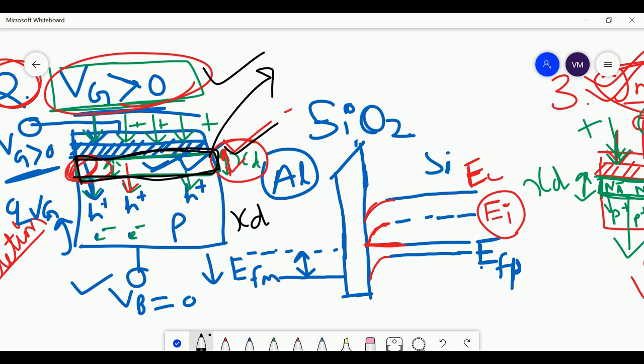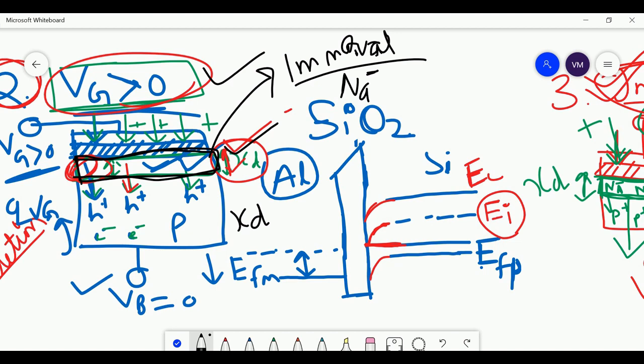Please understand this carefully. This particular area is depleted. Depleted means it does not have holes, it does not have electrons, but it has some charge. What type of charge? Ions. Those are known as immovable ions. Why do we call them immovable? Immovable means not able to move. So what type of ions? Na negative ions.